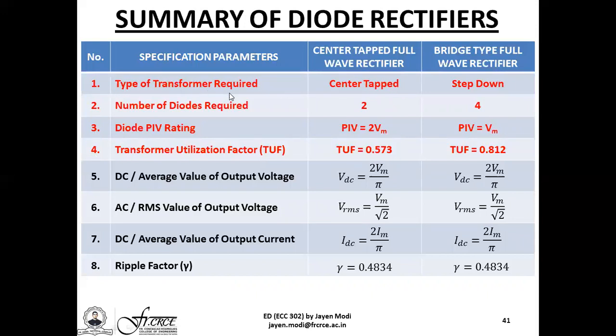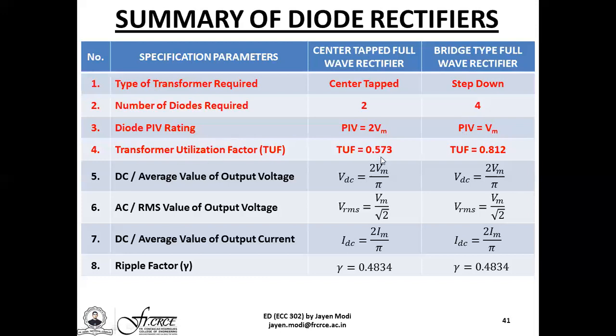So for the type of transformer required, the center tapped definitely requires a center tapped transformer, while the bridge type rectifier circuit requires a step down transformer. Center tap requires 2 diodes, bridge type requires 4 diodes. The peak inverse voltage rating for center tap is twice Vm, which is very high. So the diodes need to have a very high voltage capacity of twice Vm. But for the bridge type, the voltage can only be Vm. So you require diodes of a slightly lower rating, meaning the size and construction cost automatically come down.